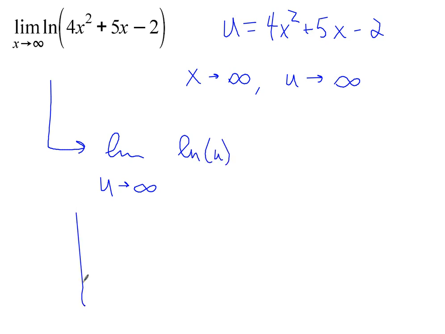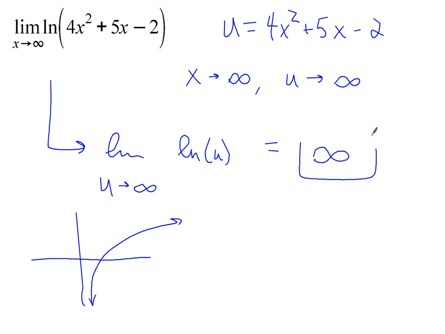And we know what the natural log graph looks like. It looks something like that. And as the values go towards infinity, the natural log function continues to increase without bound and the answer to this limit is infinity.